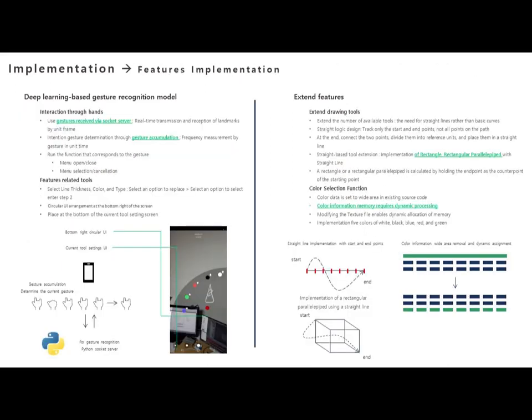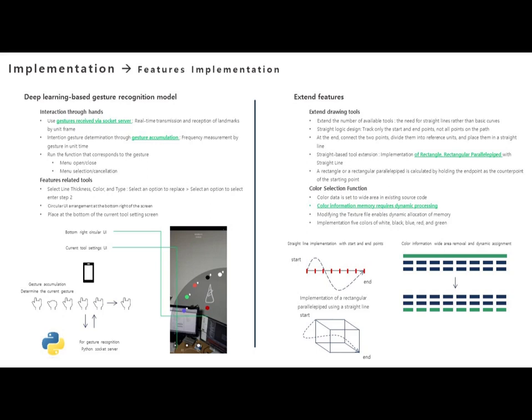Next is the implementation of application functions. It utilizes the gesture received from the socket server. Gesture recognition is done in real time, and by using it, the user can change the drawing tool, thickness, and color. Referring to Portalware and Just Align, which have only a free line drawing function, we additionally implement straight line, rectangle, and cube drawing.